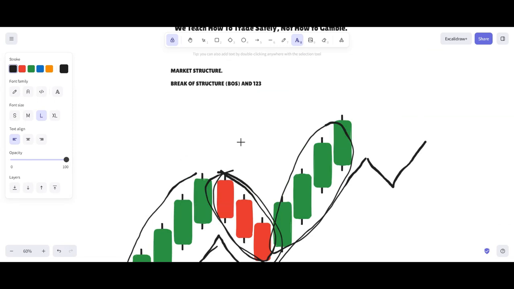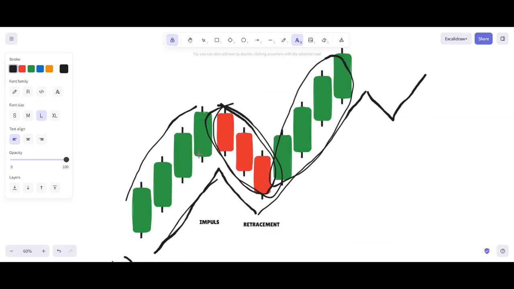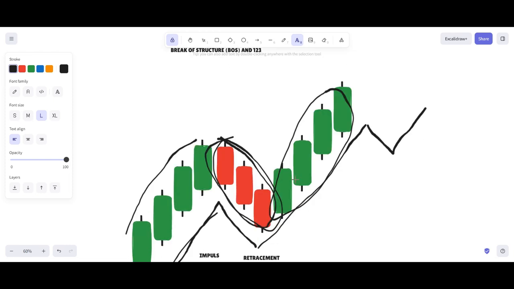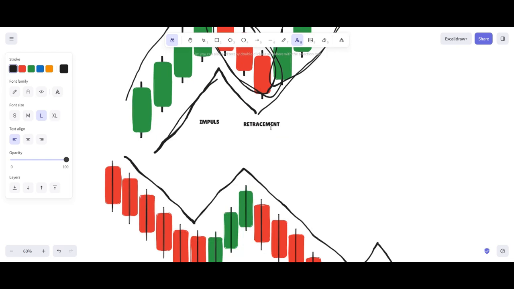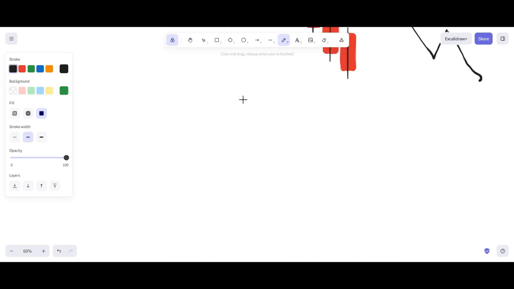We have to identify 1, 2, 3 and break of structure. So overall this is market structure. The market moves in an impulse, makes a retracement, then goes to impulse and makes a retracement. This is called market structure. Here we do our marking because we work on technical analysis, and the root of technical analysis is the 1, 2, 3 pattern. What is the 1, 2, 3 pattern?